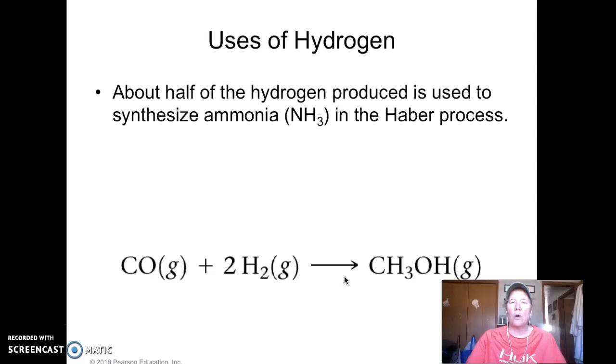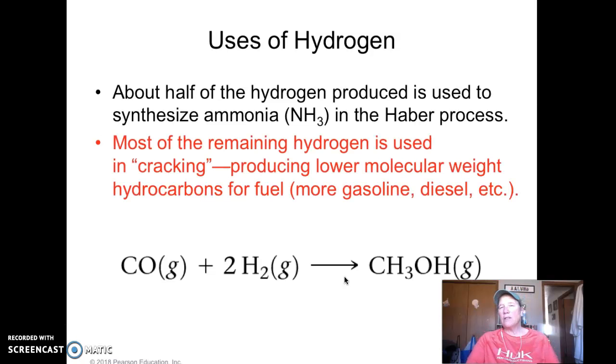So the uses of hydrogen, about half of all hydrogen produced is used in what they call the Haber process. And the Haber process is how we make ammonia. Ammonia is huge. They use it in the agriculture industry for fertilizers and all kinds of other stuff. Most of the remaining hydrogen is used in what they call cracking, producing lower molecular weight hydrocarbons. It shouldn't say cracking. In our area, we call it fracking. So hydrogen is basically used to synthesize ammonia or in fracking.